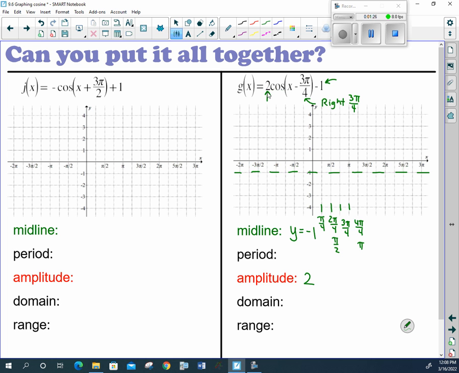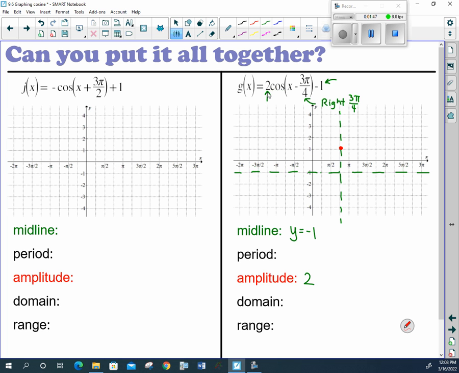So we can see that it's counting by pi over 4. The scale here is pi over 4. So if we're going to go 3 pi over 4, we're going to count 1, 2, 3 pi over 4 to the right, and draw in that phase shift. And now we can go ahead and draw in our cosine curve. Our cosine curve is going to start 2 up from the midline. So here's our starting point.